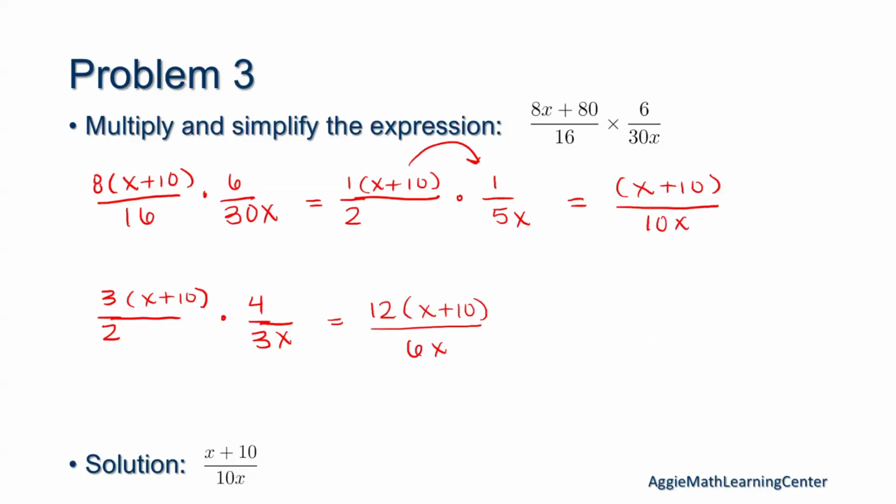Does the CBE ask that you FOIL the stuff back in? I think on some questions it asks you to multiply it back out. Okay, so we can multiply that back out. This would be 12 times x and 12 times 10, so 12x plus 120 over 6x. But there's more simplification you could do. In this step, 12 divided by 6 is 2, so we could simplify that down more before we FOIL it back out. Okay, yeah, that makes sense.